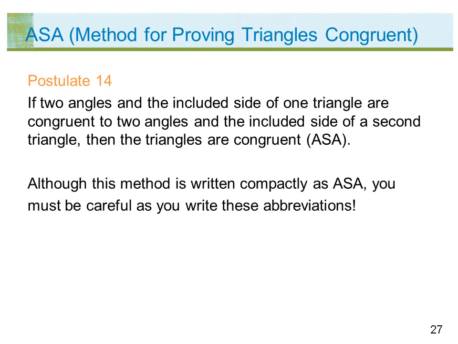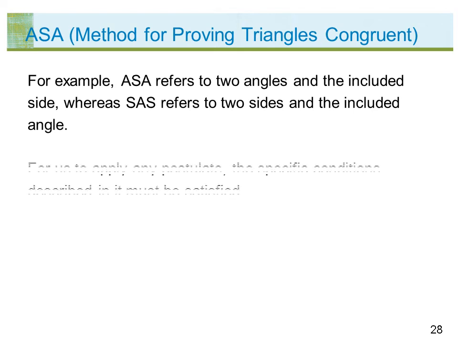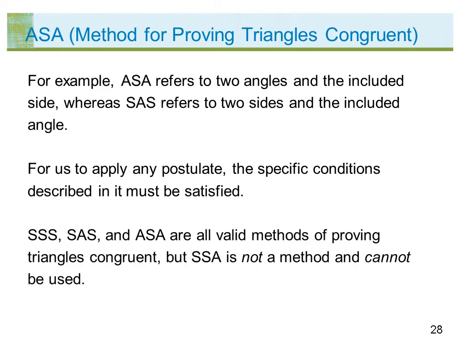ASA. Although this method is written compactly as ASA, you must be careful as you write these abbreviations. For example, angle side angle refers to two angles and the included side, whereas side angle side refers to two sides and the included angle. For us to apply any postulate, the specific conditions described in it must be satisfied. Side side side, side angle side, and angle side angle are all valid methods of proving triangles congruent, but side side angle is not a method and cannot be used.